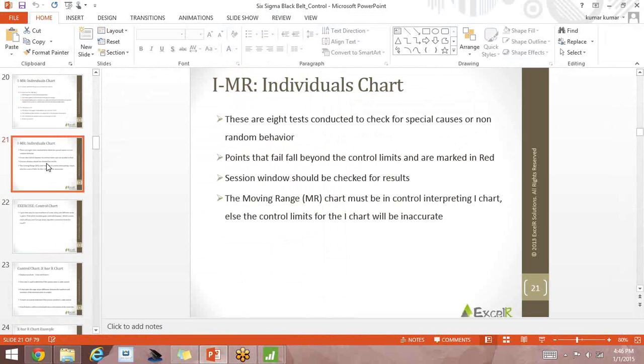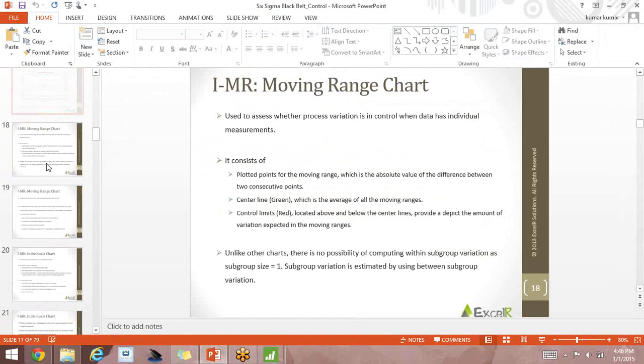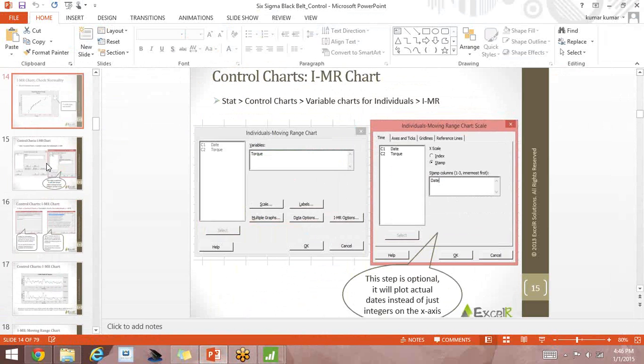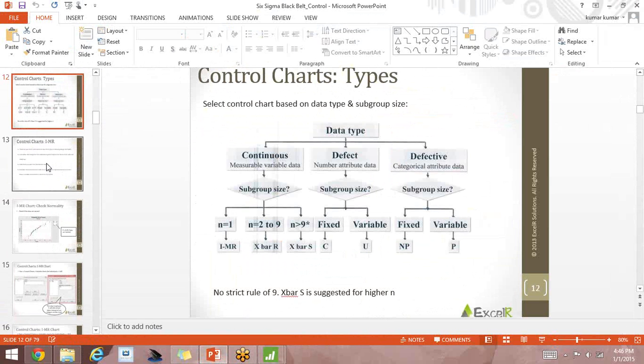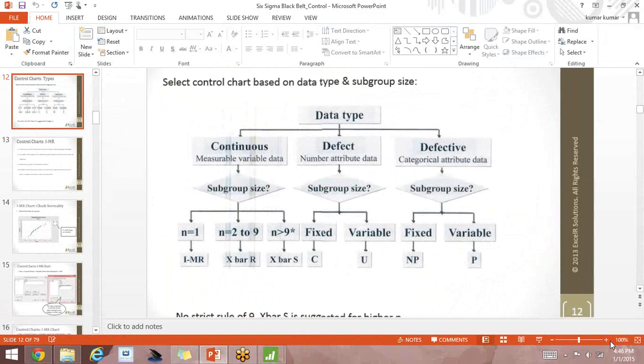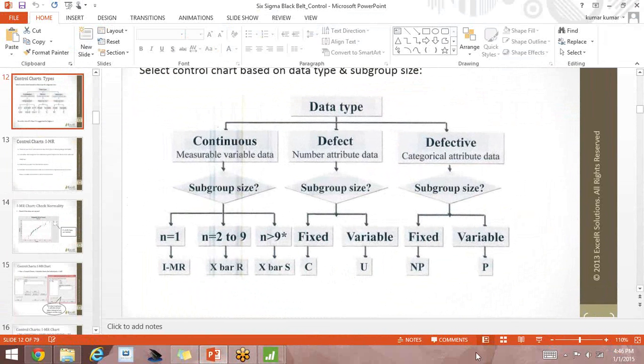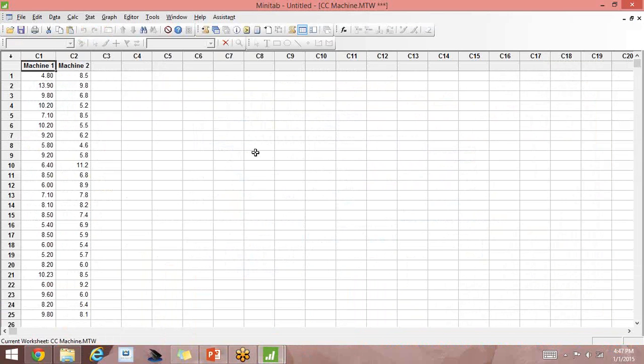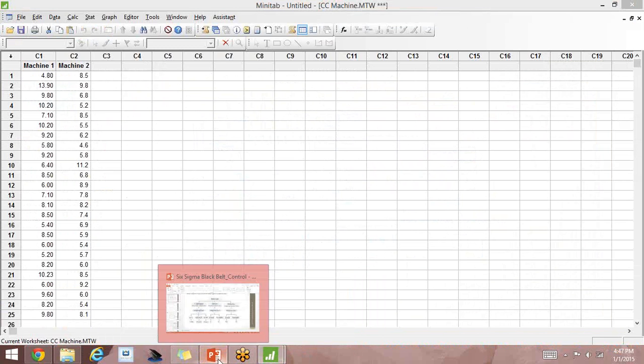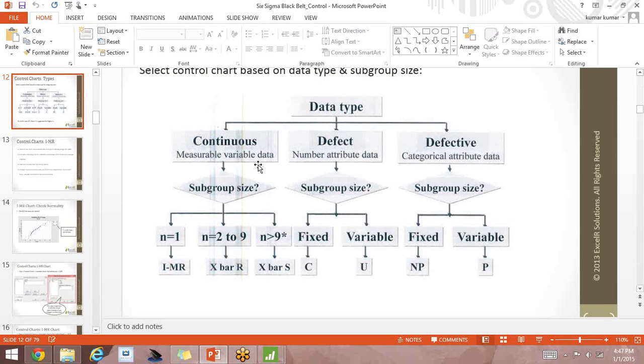Okay, so let me go to that particular flow chart. Okay, here is a flow chart. So by looking at this flow chart, can you tell me which chart I have to use? First tell me, is it continuous data or defect or defectives? I'm throwing the values at you. Or you can see this Minitab file, machine 1, machine 2. Can you tell continuous? Absolutely correct, continuous. So I'll go back here. It's continuous data, you agree with that.